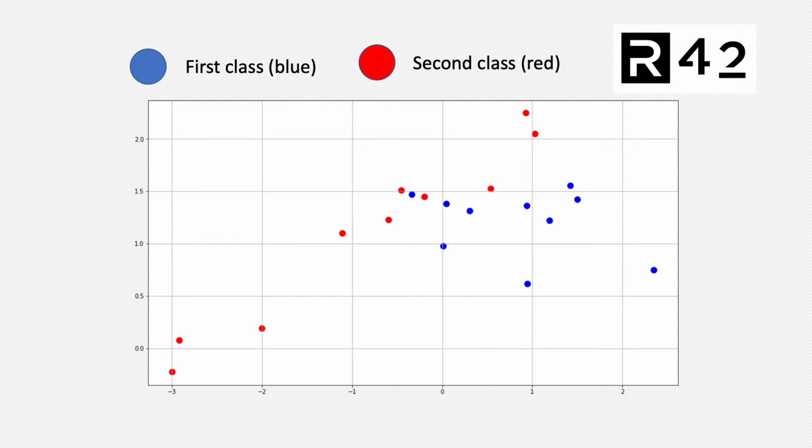Let's start and state the problem first. Let's say we have a data set which is labeled and the elements are of two classes. The first class is represented by the blue dots on the graph, and the second class is represented by the red dots on the graph. So now we want to add a new element to the data set. We want to know which class this element belongs to.